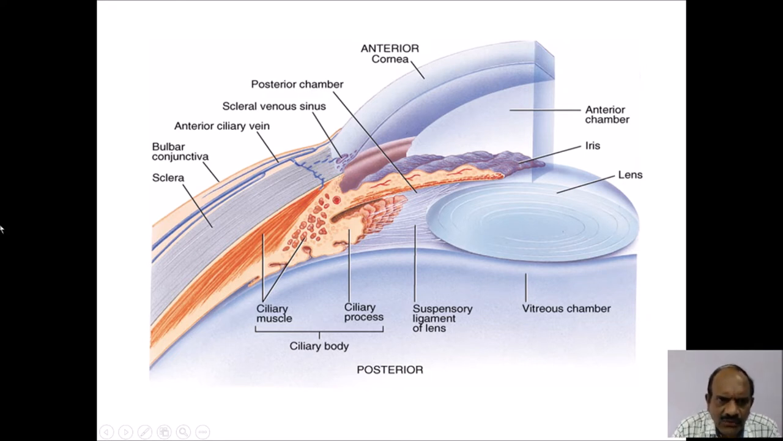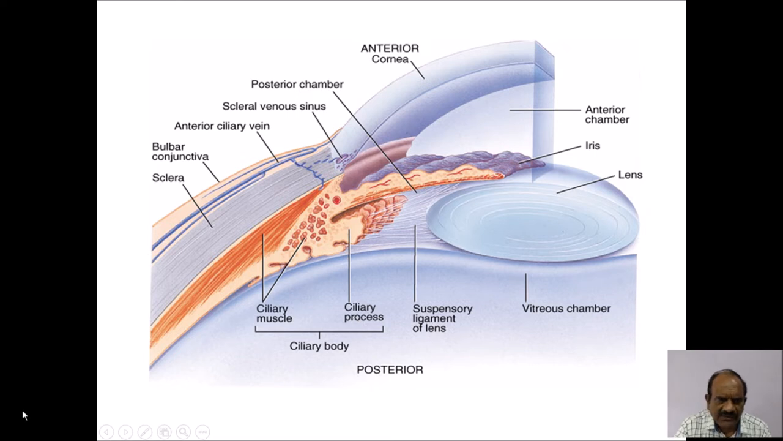Then it is followed by the choroid layer, and the innermost layer is the retina. One important thing regarding the choroid layer is that it forms a very important triangular structure, called the ciliary body. It consists of the ciliary muscles and the ciliary process.